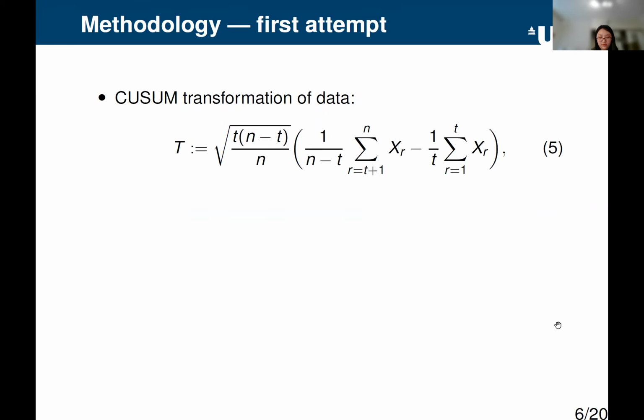Then how can we do it? So we first introduce the Q-sum transformation of the data. For a specific row at time t, the Q-sum transformation is defined in this way. So basically, for a fixed t, we are calculating the mean to the right minus the mean to the left, and then scale the variance to be identical.